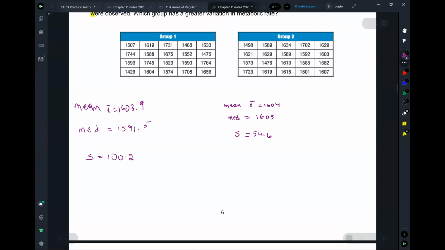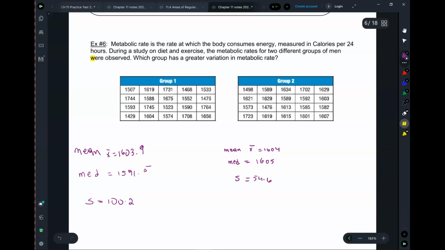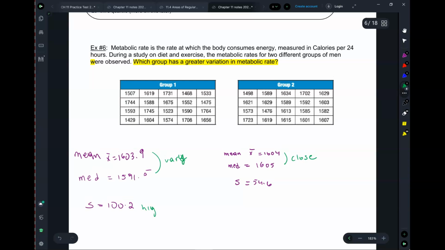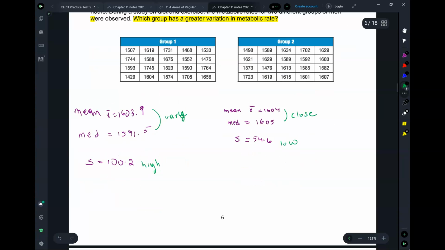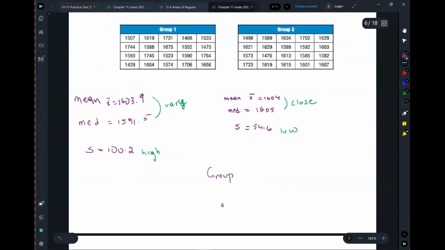Now, we were having so much fun, we forgot what the question was asking. Which group has a greater variation in metabolic rate? Group 1, definitely. You see how the mean and median vary from each other, whereas this is so close? And do you see how this is a much higher standard deviation than this one? So group 1 is the one that has the biggest variation. And you can already see how this could come in handy, like the new laws affected this state more than it did this state, or the accident rates were whatever.